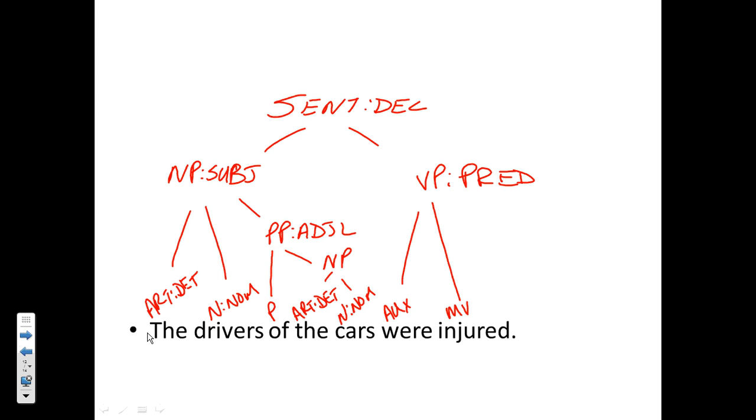The second sentence: the drivers of the cars were injured. The drivers, article determiner, noun nominal. Of is a preposition. The cars. Were is an auxiliary verb. Injured is the main verb. Were injured is the verb phrase predicate. Of the cars is the prepositional phrase, and it is describing the drivers. So it is part of this noun phrase, but it is adjectival because it's describing a noun. Drivers of the cars. So it is adjectival. The drivers of the cars is a subject. The subject and the predicate combine to make a sentence, which is also declarative because it is a statement.